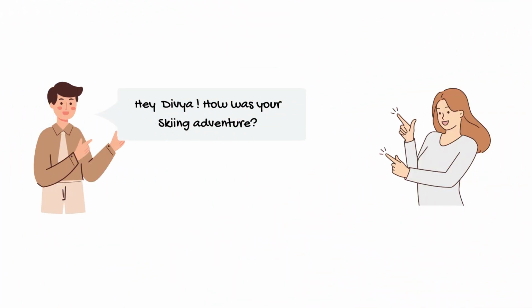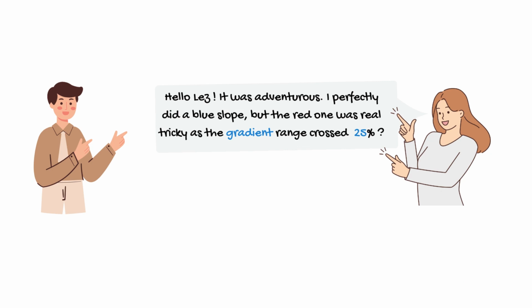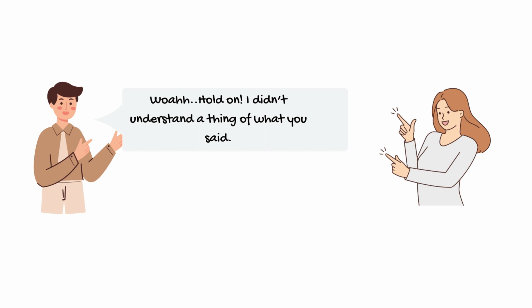Hey Divya, how was your skiing adventure? Hello, Les. It was adventurous. I perfectly did a blue slope, but the red one was real tricky as the gradient range crossed 25%. Whoa, hold on. I didn't understand a thing of what you said.